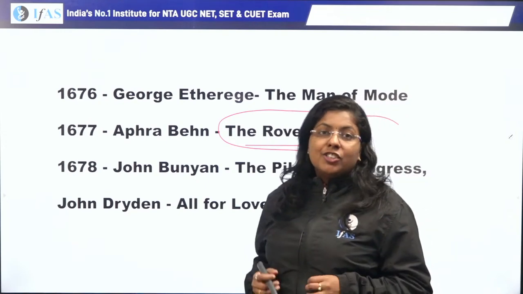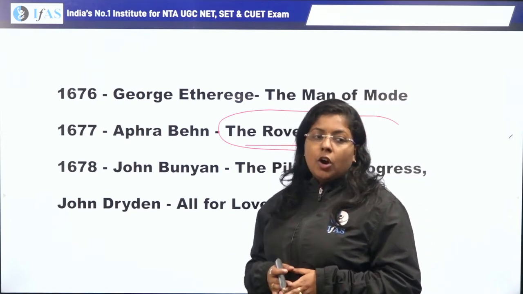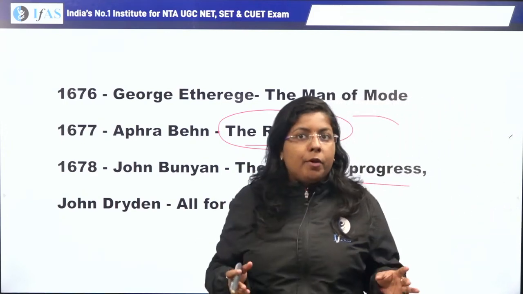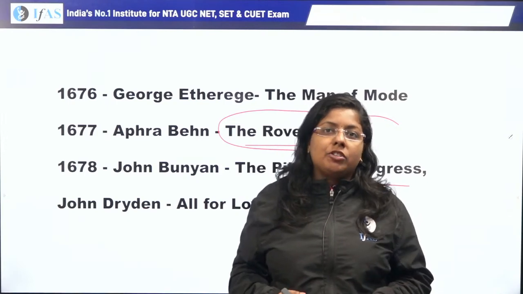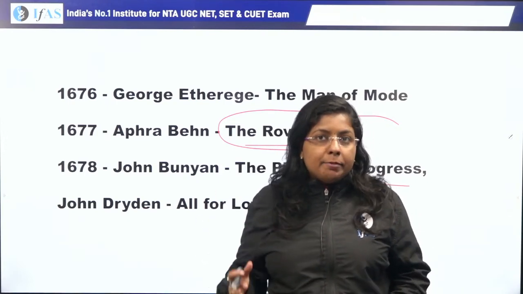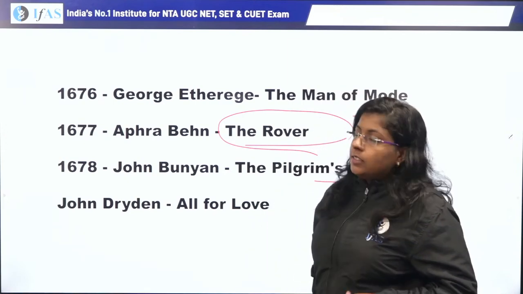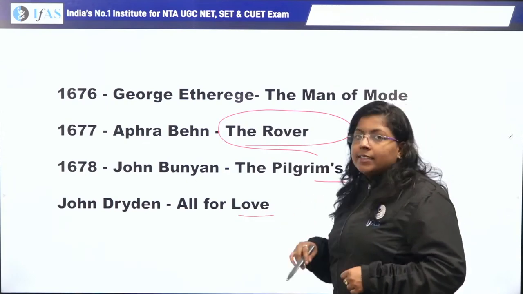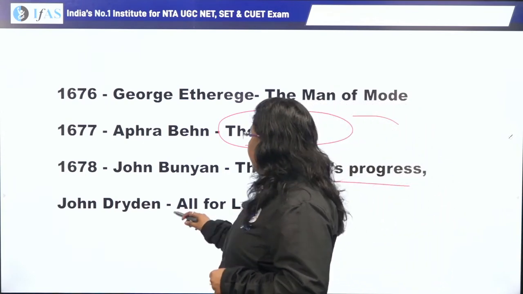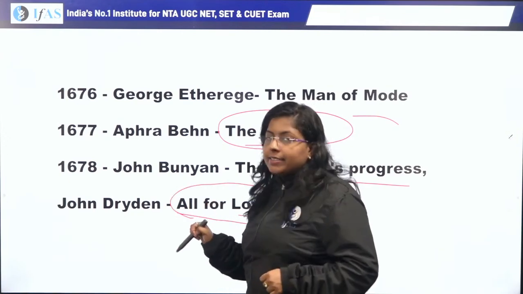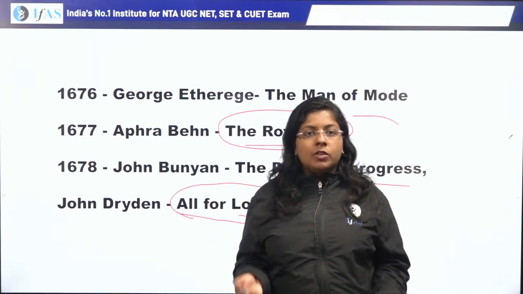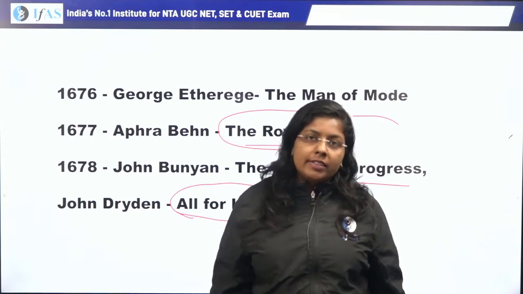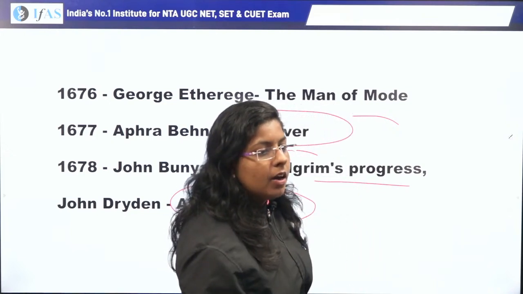In 1678, we have John Bunyan, The Pilgrim's Progress. Pilgrim's Progress is a very important work from the point of view of your NTA UGC NET examination. John Bunyan, in 1678. Also in 1678, we have John Dryden, All for Love. All right. Up to here, all right, Kinda. Fine.